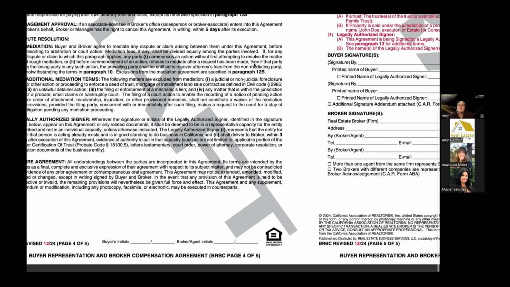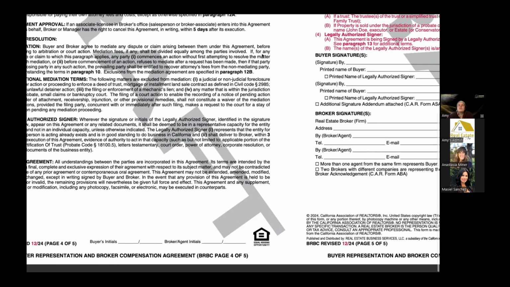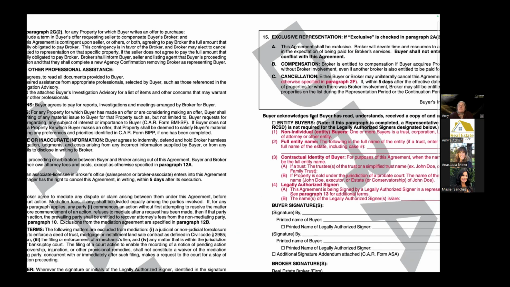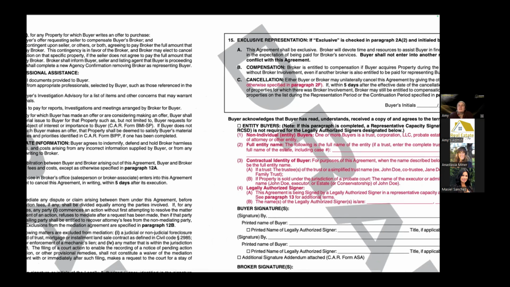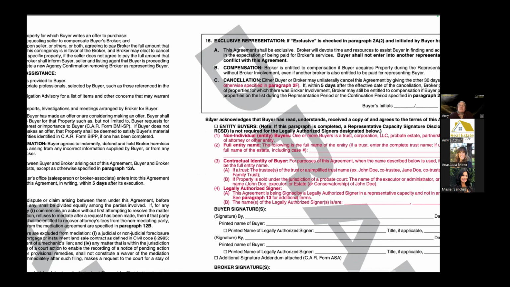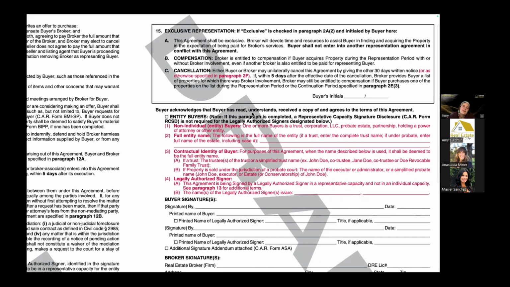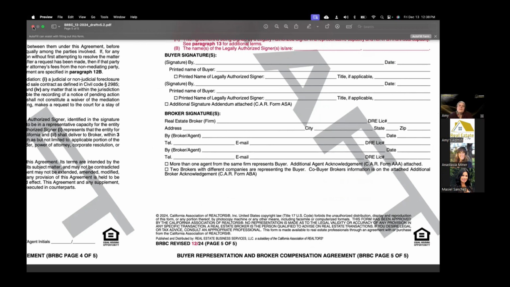And then box 5, it just allows you to have, they've rewritten the buyer entities to match all the other buyer entities that we've talked about today. And then cancellation, either buyer or broker may unilaterally cancel this agreement by giving 30 days written notice, or, oh, this is if it's exclusive representation, or as otherwise specified in paragraph 2F. So that's the only other change there. And that brings us to the end of our forms update.